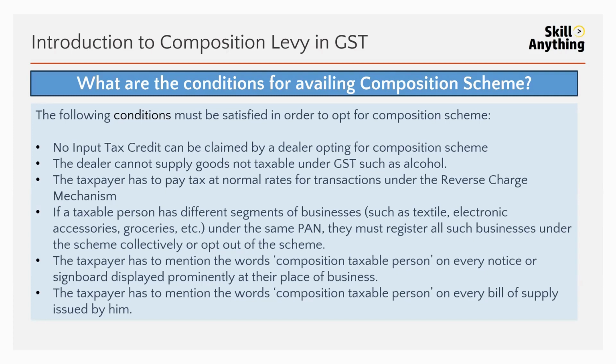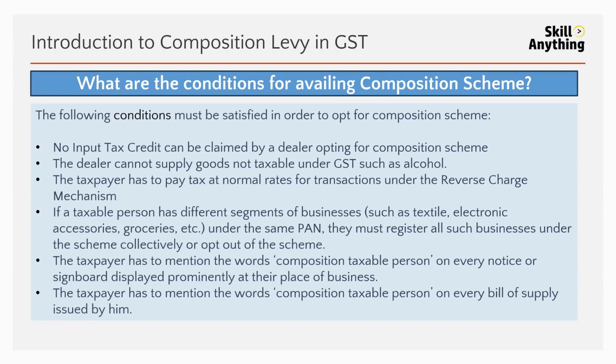And whenever the taxpayer introduces a notice or signboard display prominently at the place of business, they have to always mention the words composition taxable person. A taxpayer in the composition scheme does not issue a tax invoice. They have to issue a bill of supply.